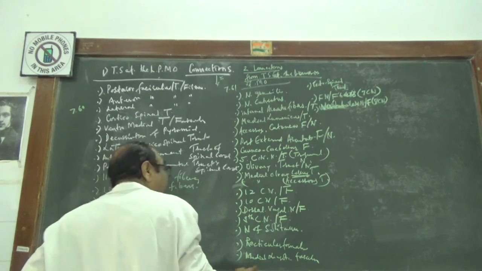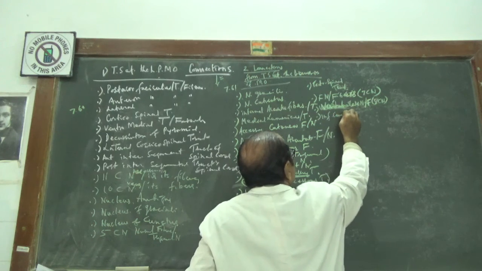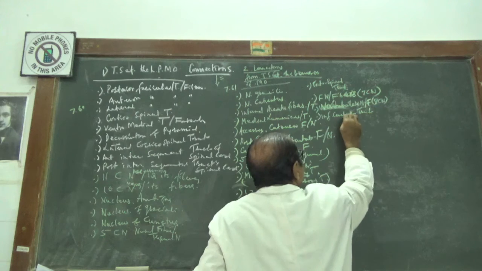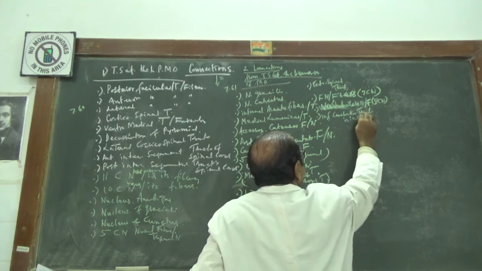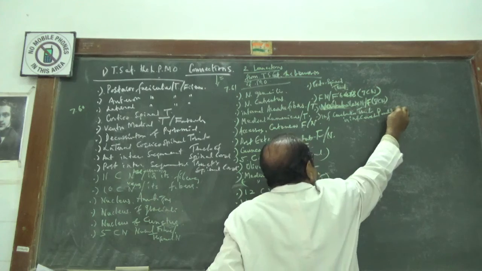Then you will be having the inferior cerebellar tracts in inferior cerebellar parenchyma.